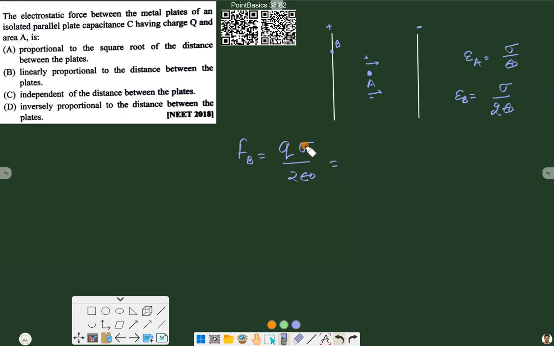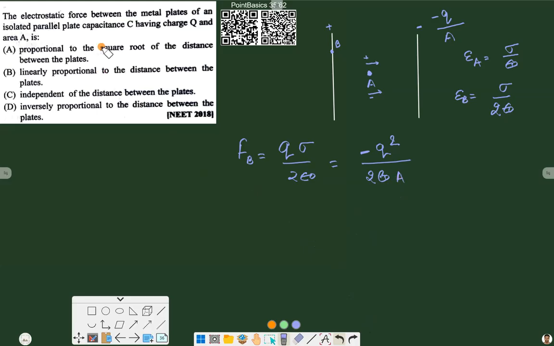Now again, this sigma is known as the surface charge density for the negative plate, and it will be given by minus Q by its area A. So this force will first of all be negative, meaning it will be an attractive force, Q squared by 2 epsilon naught A.